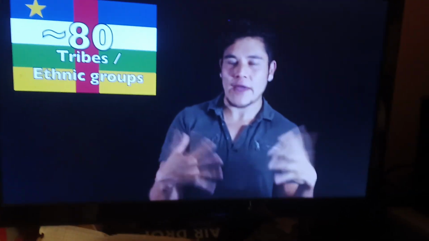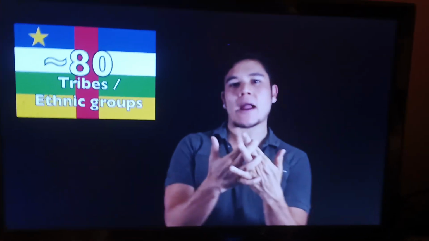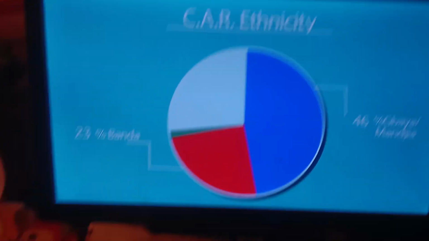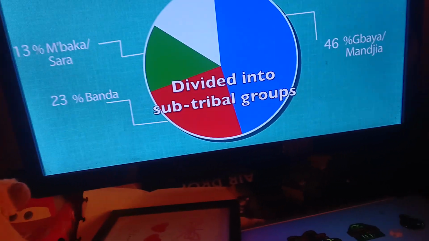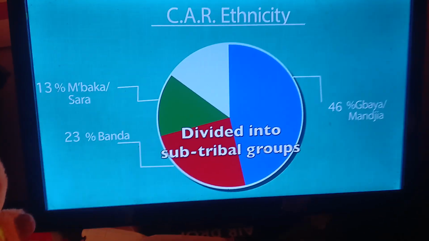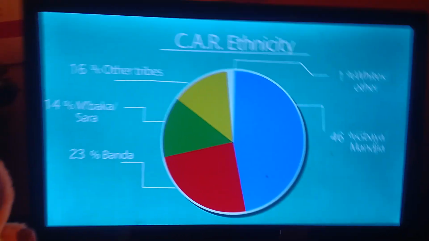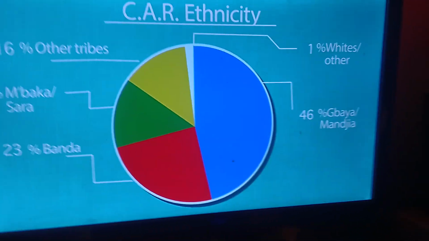However, in general, they all kind of branch off of three parent groups. The largest groups are the Baya Manjia and the Banda people groups that together make up more than 90% of the population. These groups are further divided into sub-tribal groups and ethno-linguistic peoples. The rest are other African tribal groups unaffiliated and a small community of whites, mostly French or Belgian in descent.